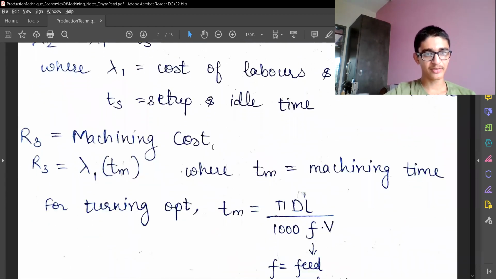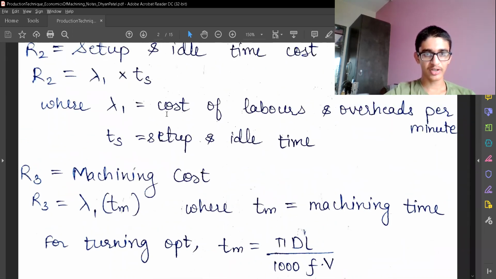Then R3 is the machining cost. That means R3 will be equal to lambda 1 into TF. So that is the cost of laborers and overhead per minute multiplied by the machining time. So earlier it was setup time and idle time. Now it is machining time. So cost per minute into the total time of machining is the machining cost.